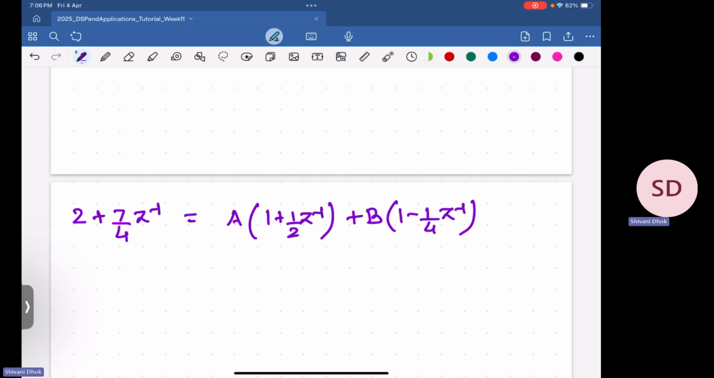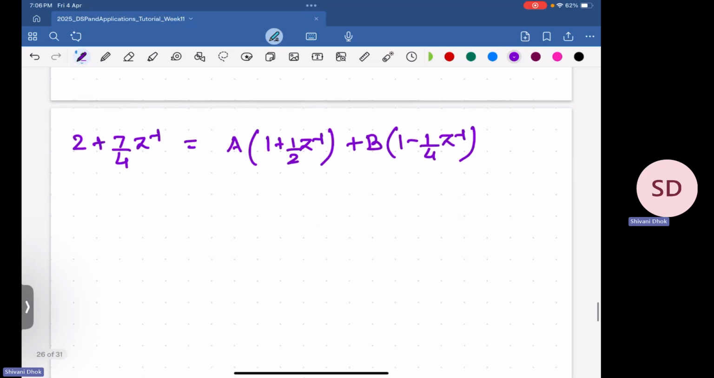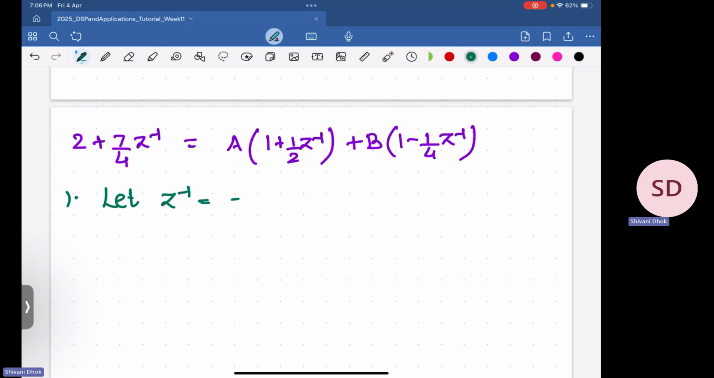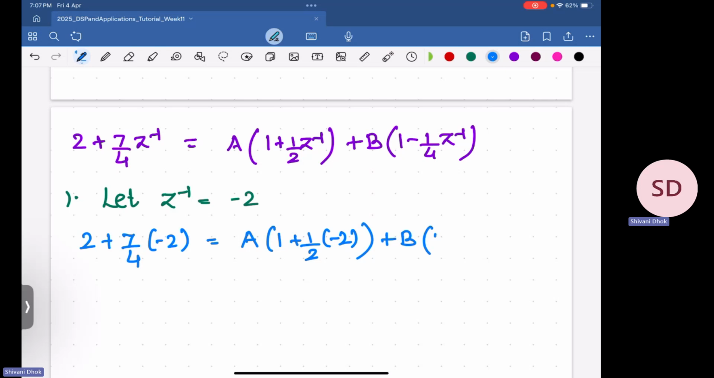And now what we need to do? We need to find the values of a and b. So what we can do is, first we will substitute z inverse equal to minus 2. So what will we get? We get 2 plus 7 by 4 into minus 2, equal to a into 1 plus 1 by 2 into minus 2, plus b into 1 minus 1 by 4 into minus 2.